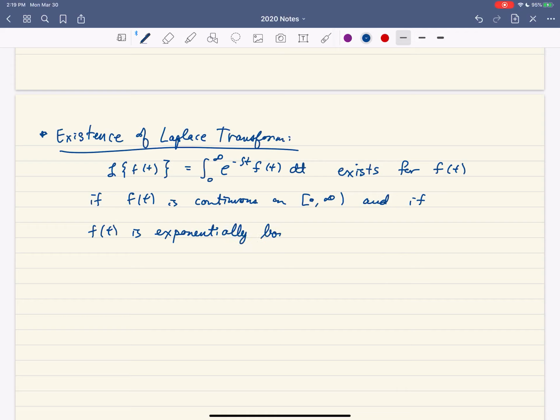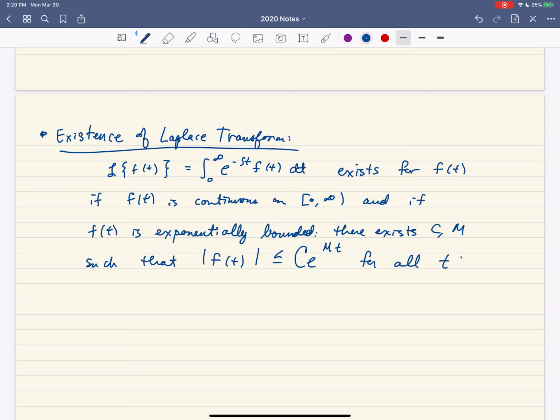What that means is that there exist constants c and m such that the absolute value of f is less than or equal to m, c e to the mt. And we want this to be true for all t in this interval from 0 to infinity, so for all t greater than or equal to 0. So that's an existence theorem.